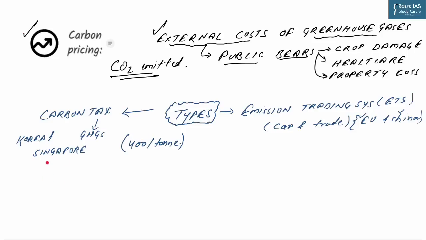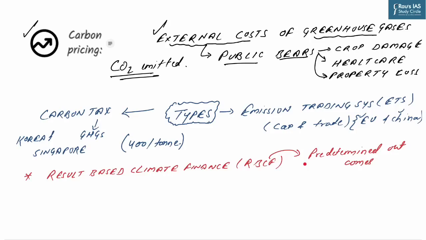Now there are some other mechanisms also. First is result based climate finance, that is RBCF. It is a funding strategy in which payments are made in response to predetermined outputs or outcomes connected to climate change management, such as emission reduction. Many RBCF programs also simultaneously aim to reduce poverty, improve access to clean energy, and offer health and community benefits.